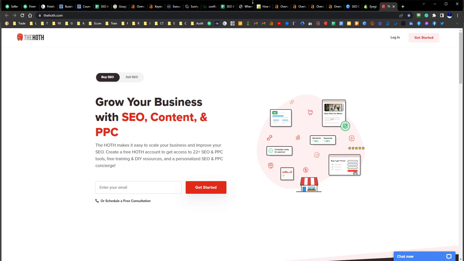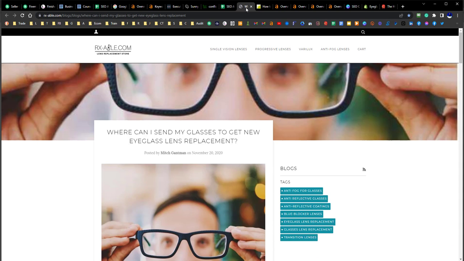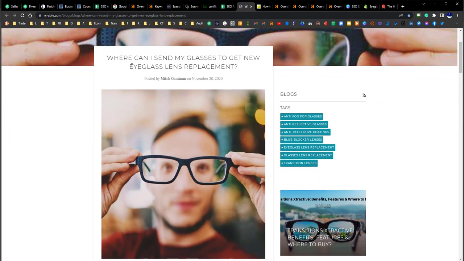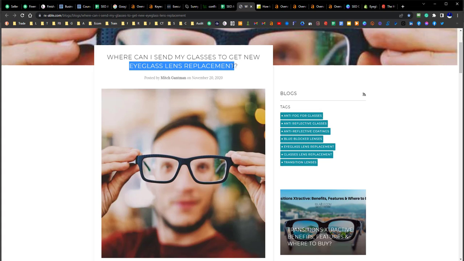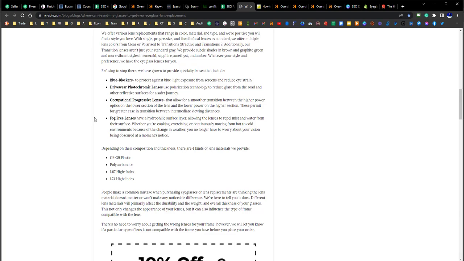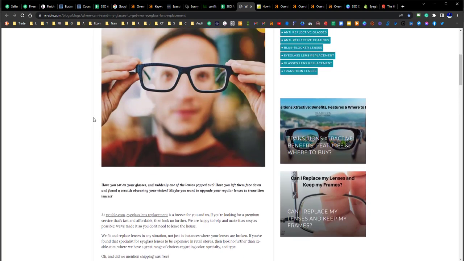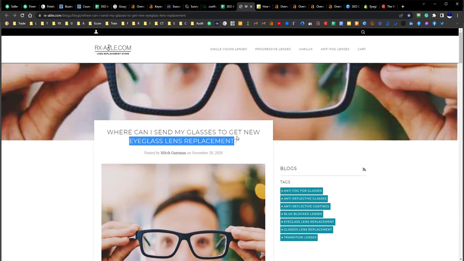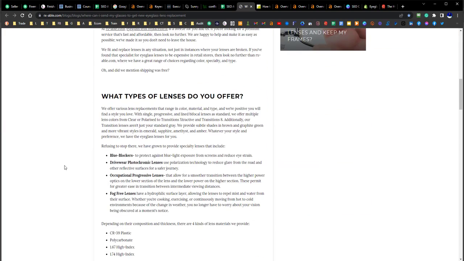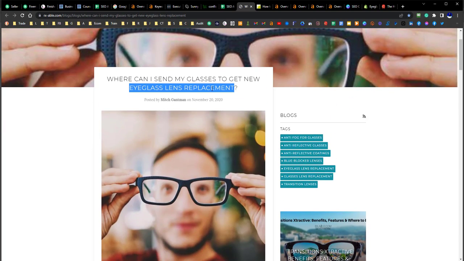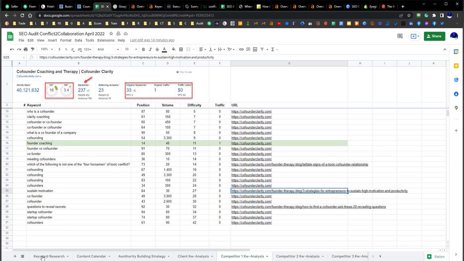Okay. So I'll give you an example. This client, RXable, they wanted to rank for this term, eyeglass lens replacement. And we wrote a lot of content around this term, kind of all the different, where can I send my glasses to get replaced? Found all of the main questions that people ask. Okay. And I think we gave you that. We're giving you that in our topics here.